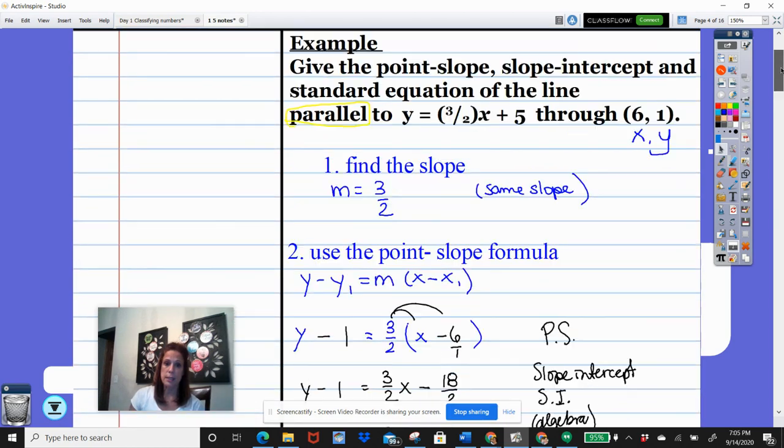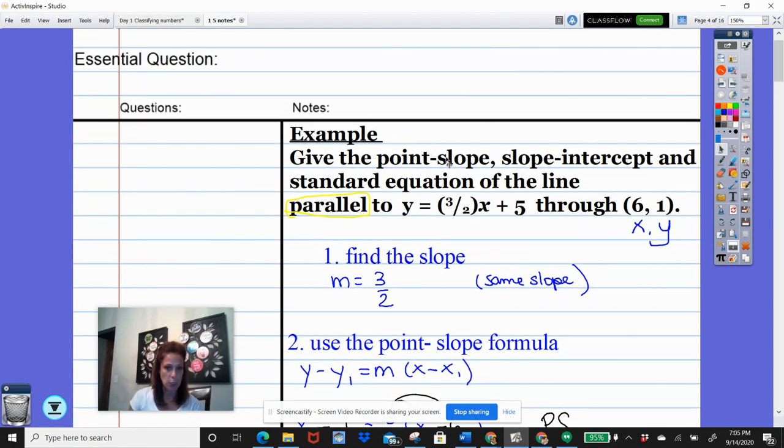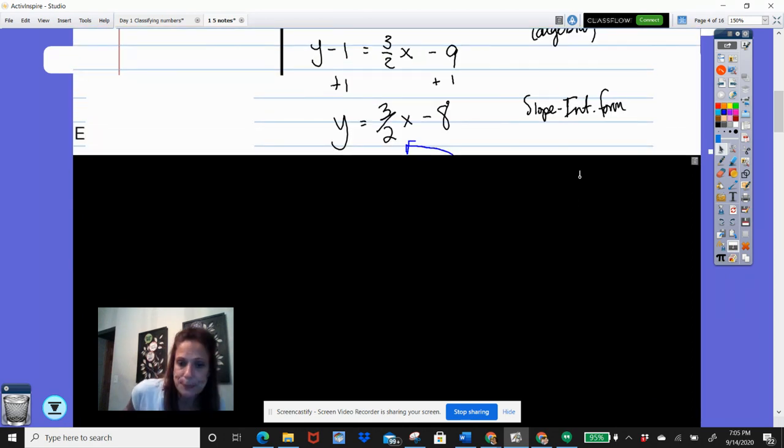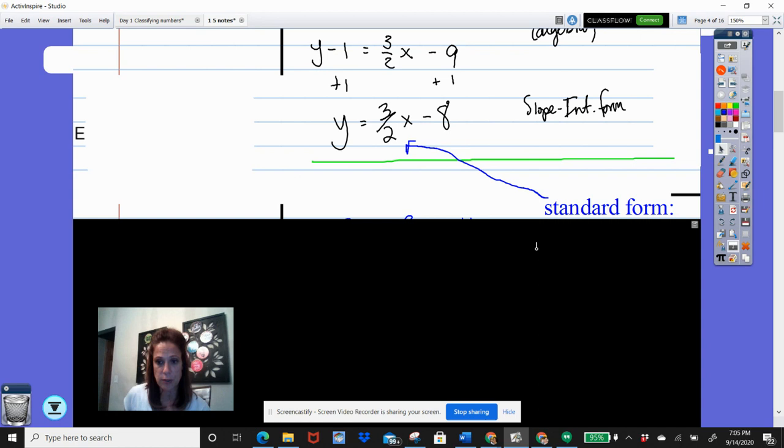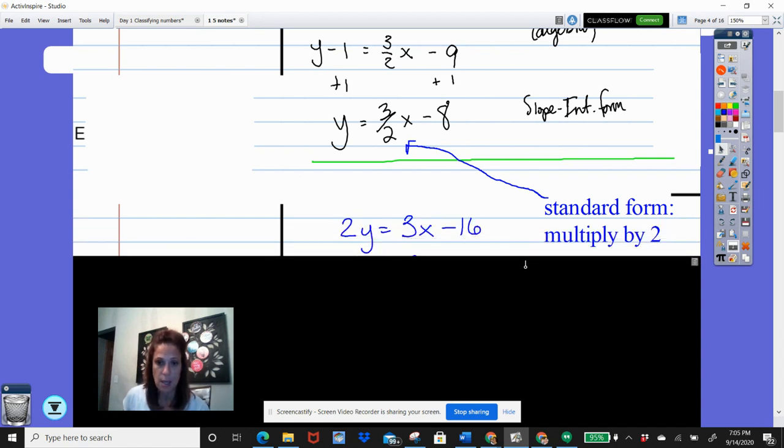Now, up in the question, it says give the point slope, check, did it. Give the slope intercept, check, did it. Now we need to get it in standard form. And remember, standard looks like ax plus by equals c. The x and the y have to be on the same side. So to change this into standard form, what I did first, because I hate fractions, is I got rid of the fraction. So what I did is I doubled everything. So I multiplied everything by 2. So if I double the y, now I have 2y. If I double 3/2, I have 3x. And if I double this minus 8, I get minus 16.